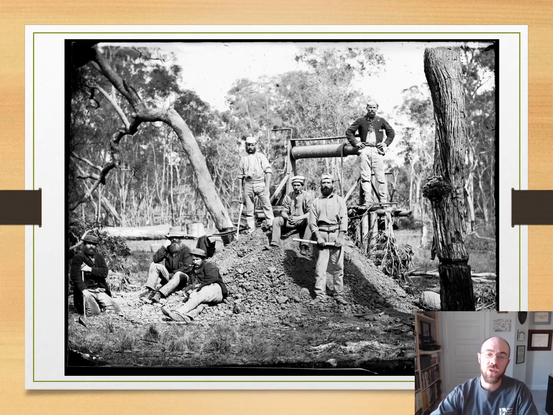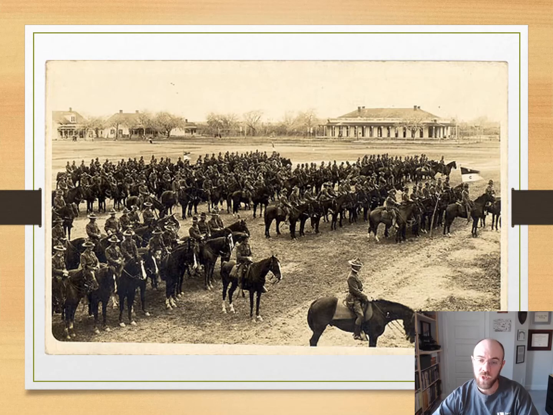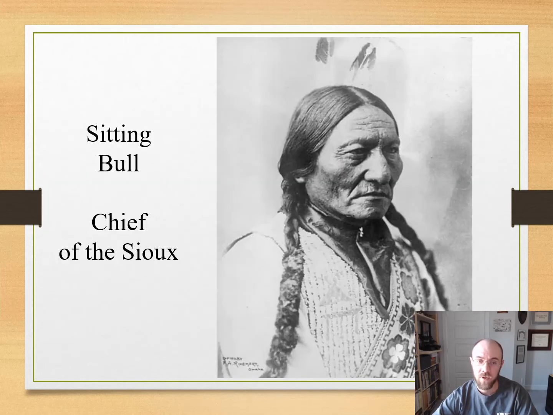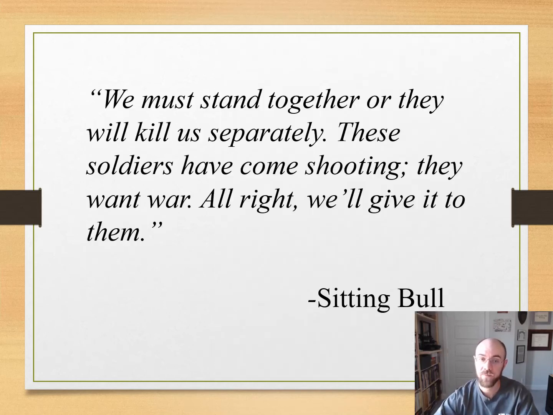So the U.S. Army goes in to forcibly remove the Sioux because these white settlers are being attacked as they look for gold. So the U.S. Army is sent in, and Sitting Bull, one of the chiefs of the Sioux, is going to mobilize probably the single biggest Native American resistance on the Great Plains. Now he puts together this group. He says, we must stand together or they will kill us separately. These soldiers have come shooting. They want war. All right, we'll give it to them. And he's going to be one of the main forces that stands against U.S. encroachment on Indian territory.